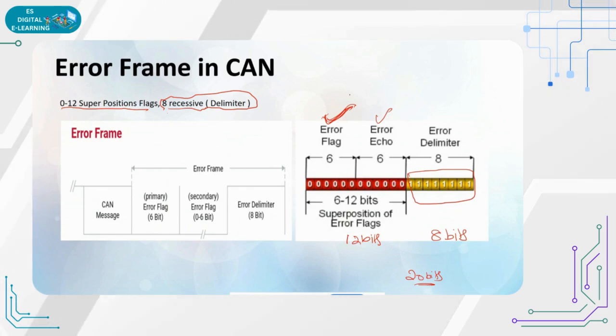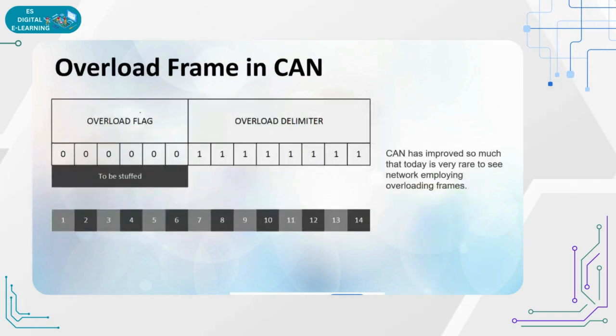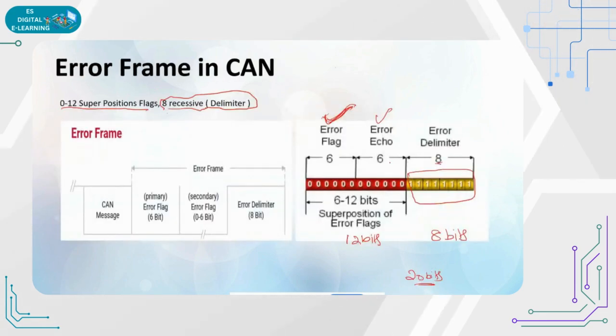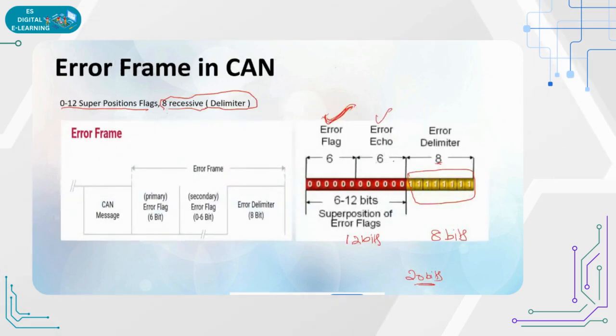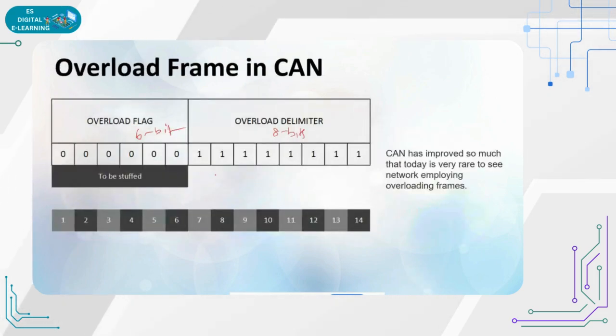Okay, what is an error flag? Can you explain what the error frame is, and what fields it has? And next is the overload frame. It is similar to the error frame, but here you have a 6-bit flag, and next the delimiter. The delimiter is the same 8 bits. Here you have very few: here we have 12, here we have 6. Only that is the difference you should remember.